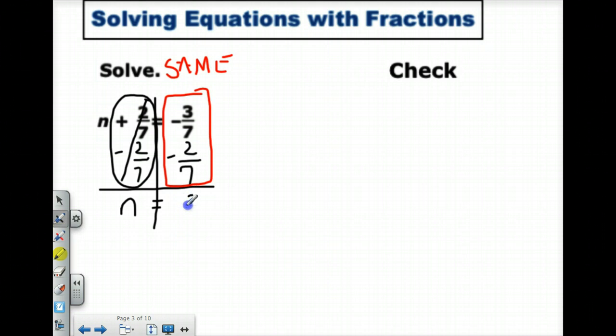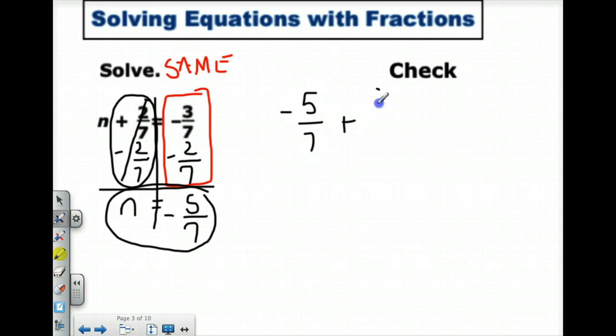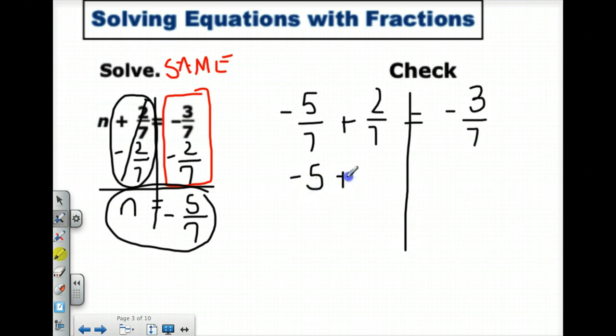3 plus 2 is 5. The denominator stays the same as a 7. Now, because we have signs that are the same, we're going to add like normal and keep that sign. So we have an answer of negative 5/7. Go ahead and plug that in to check. Negative 5/7 plus 2/7 should be equal to a negative 3/7. Negative 5 plus 2 over 7 should be equal to negative 3/7.